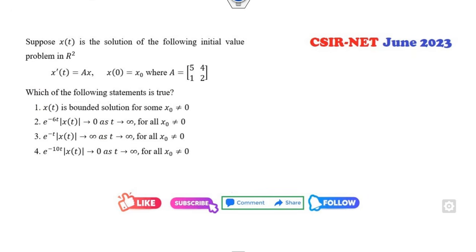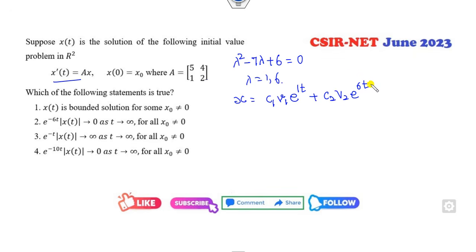Okay, look at this another one. X is the solution of this equation. Can you find the auxiliary equation? The roots are 1 and 6. So what is my solution? My solution will be C1 V1 e raised to power 1 into t plus C2 V2 e raised to power 6 into t.